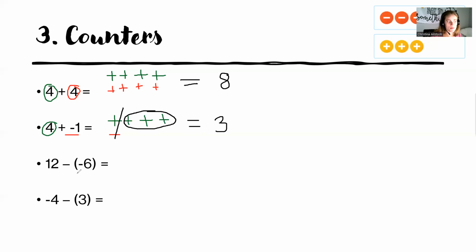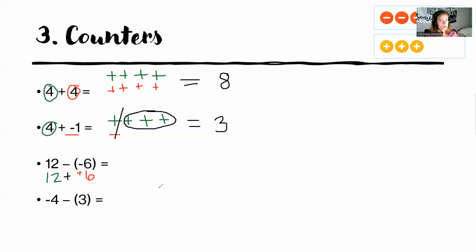All right, 12 minus -6. Even though we're using the counter method, as soon as you see it's a subtraction problem, use keep, change, change, make it addition, then use your strategy. We are going to keep our first number the same, which is 12. We are changing our subtraction sign to addition, and then we are changing our -6 to a +6. Meaning we really just have 12 plus 6.